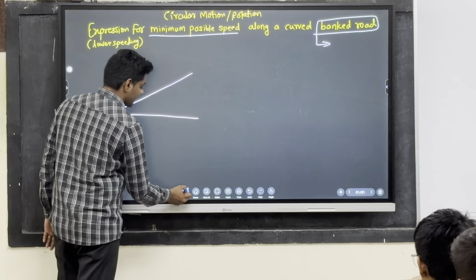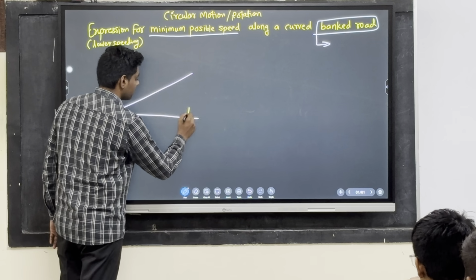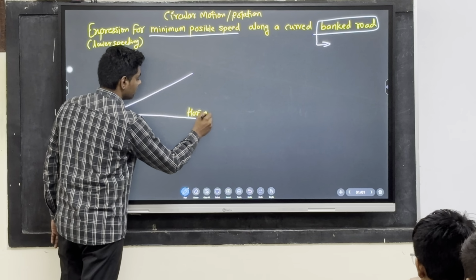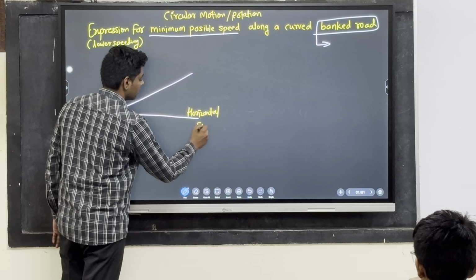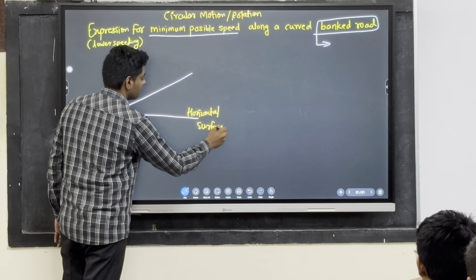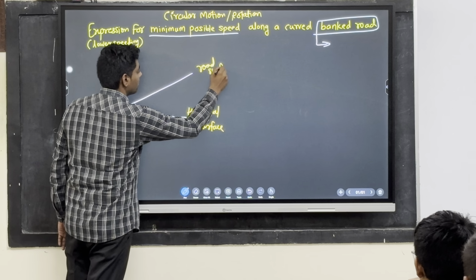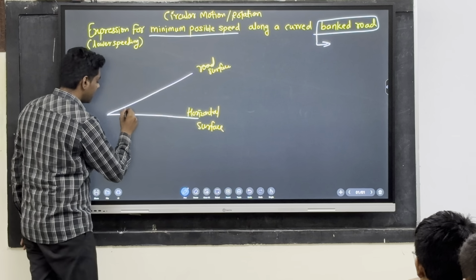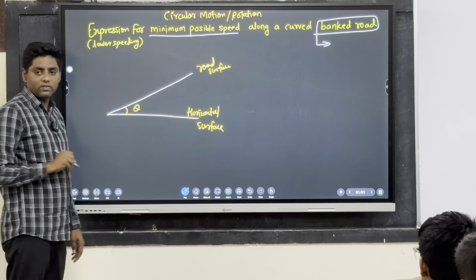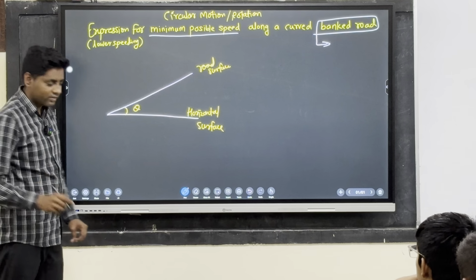The angle between horizontal surface and road surface. Now this is the horizontal surface, and this is the road surface. What we call that inclination, that is angle of banking.